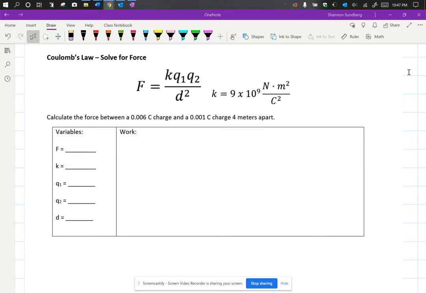So I'm going to put a question mark by force since that's what I'm solving for here, but I'm going to read the question first. Calculate the force between a 0.006 Coulomb charge and a 0.001 Coulomb charge that are 4 meters apart.